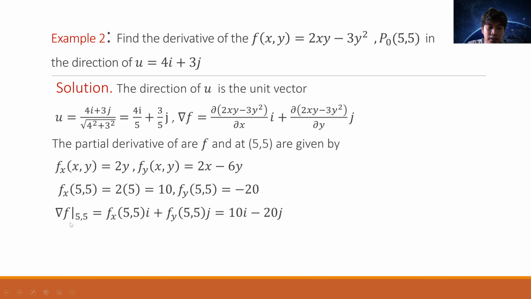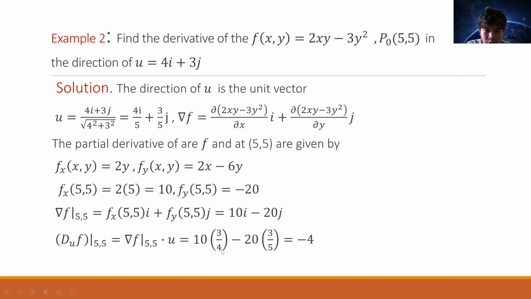And then the gradient vector at point 5 is equal to 10i minus 20j. And the directional derivative of function f in the direction of u at that point is equal to the gradient vector at that point dot the unit vector u, which is equal to 10 times 3 over 4 minus 20 times 3 over 5, which is equal to minus 4. So the directional derivative here is equal to minus 4.